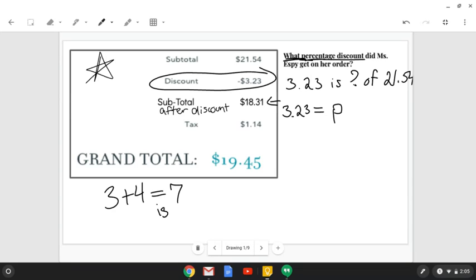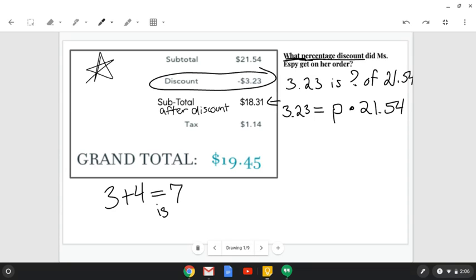Here's where you have to remember that the word "of" always represents multiplication. So I'm going to turn that word "of" into a multiplication sign, and actually I need to give myself more room, so I'm going to move it over here. Of, and then I just need to bring down 21.54. Okay, so now this looks like something that we had been doing when we were solving for variables.